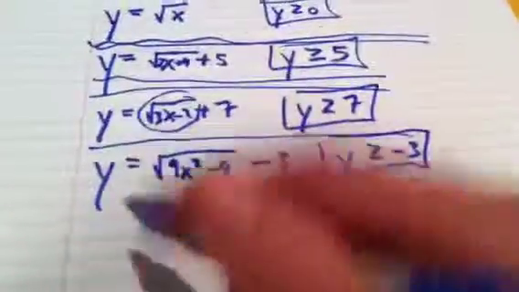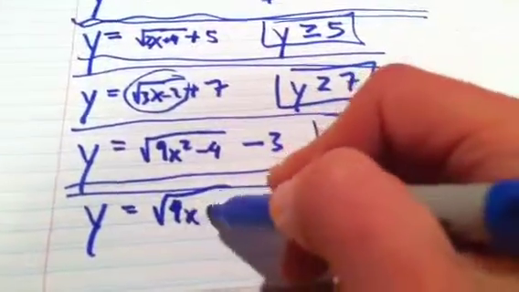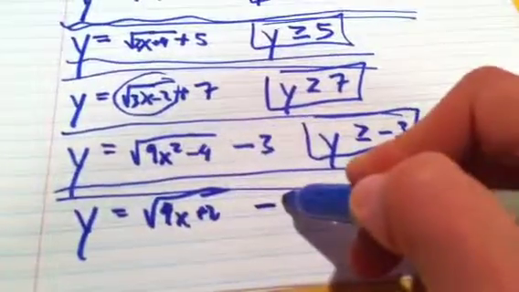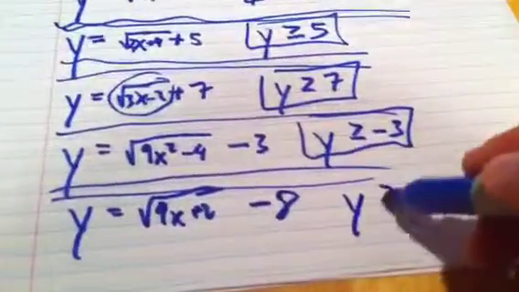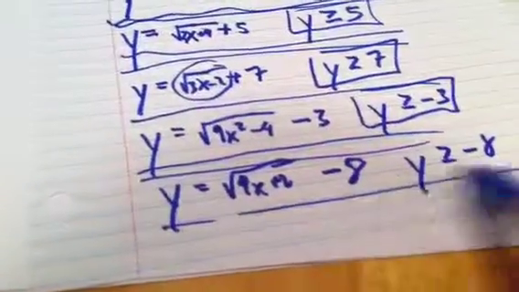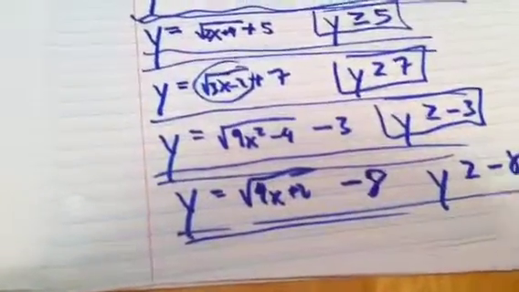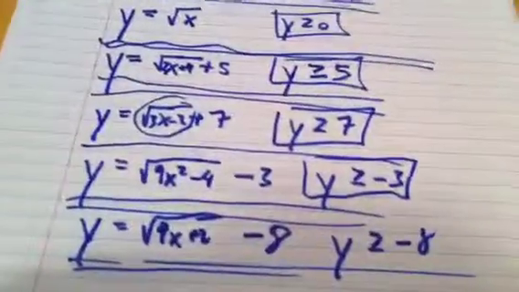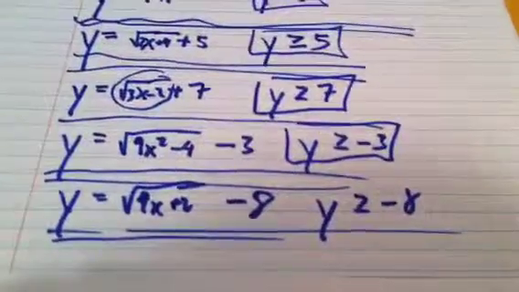We'll try it again. y equals square root of 4x plus 2 minus 8. y is going to be greater than or equal to minus 8. Should be okay. What would happen if all of these things were negative?